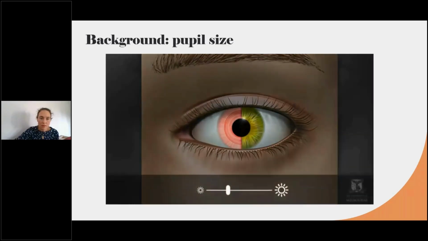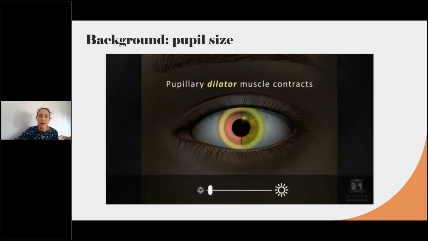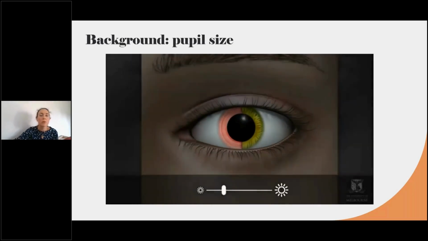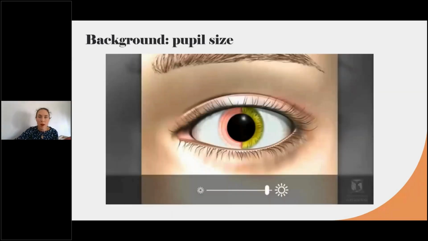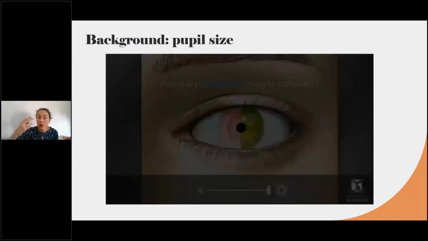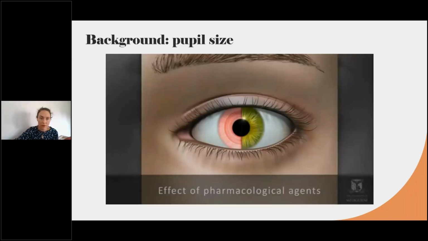And then it gets dark and the pupil dilator muscle contracts, enlarging or dilating the pupil. And when it gets bright, the pupil contracts so that not too much comes into the eye and damages the tissue.